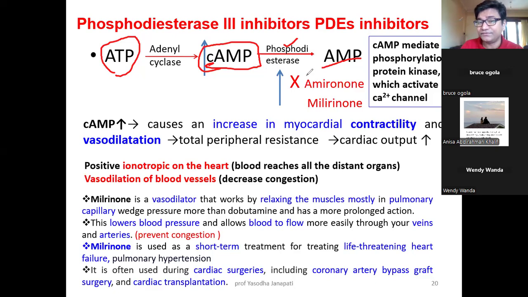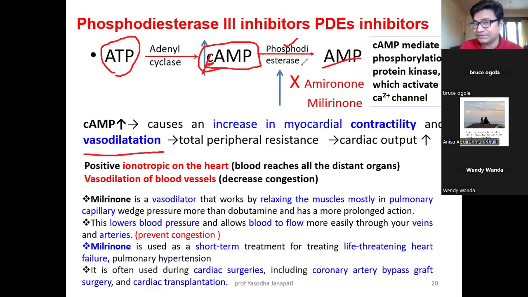So what happens is that the force of contraction increases in the heart as well as in the blood vessels. It causes vasodilation. So two effects we can get with the help of this drug. Please try to remember, ATP is converted to cyclic AMP with the help of the enzyme adenyl cyclase. Now cyclic AMP is an active form which is converted to an inactive form called AMP. The cyclic portion will be gone. Then it is called AMP.